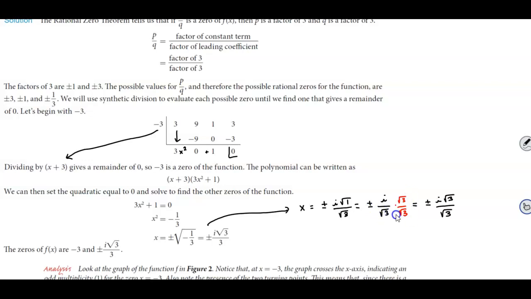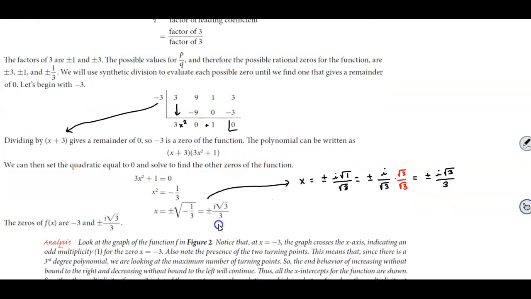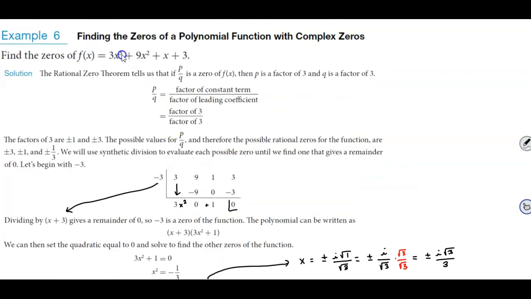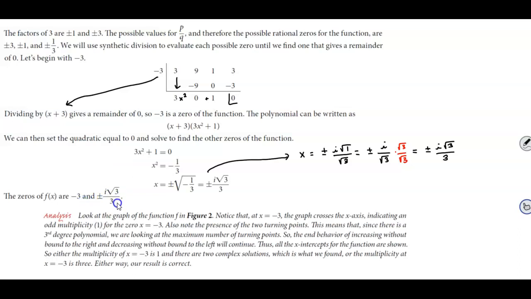And then in red here, I'm rationalizing the denominator by multiplying the numerator and denominator by the square root of 3, which then gives us a result of plus or minus i times the square root of 3 over 3. So what are the zeros? The zeros of the function are negative 3 and plus or minus i times the square root of 3 over 3. So if you take a look at the beginning part of the question, we notice that we had a degree of 3, which gave us 3 solutions.